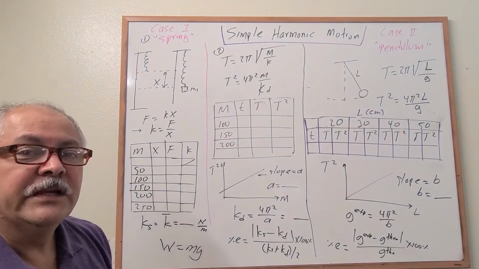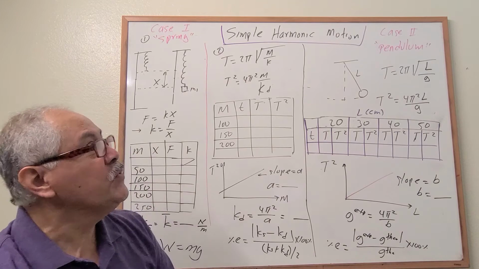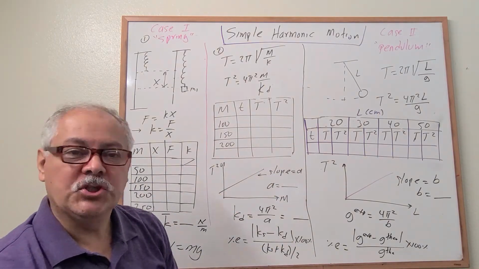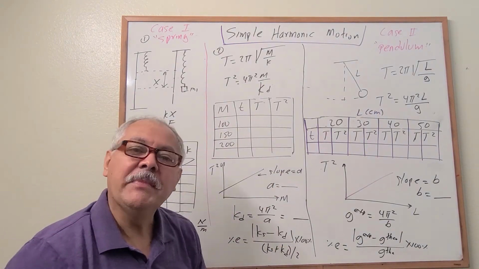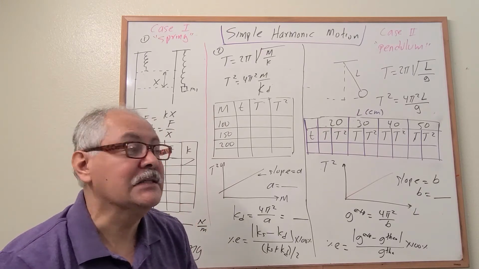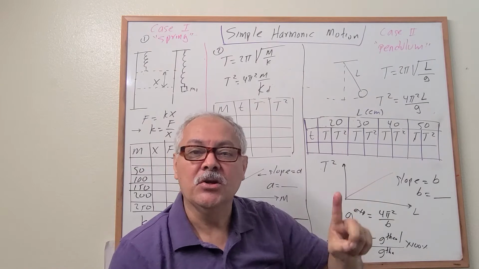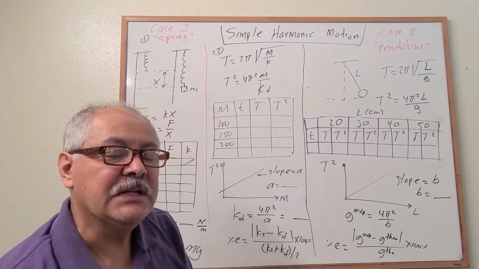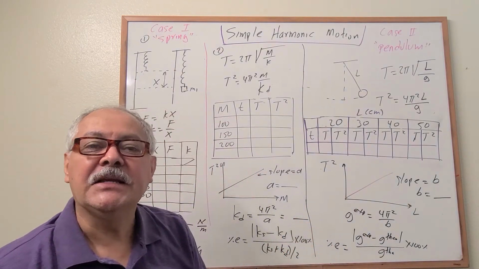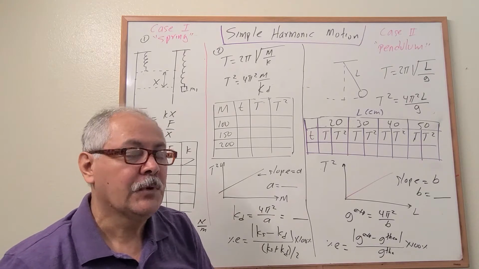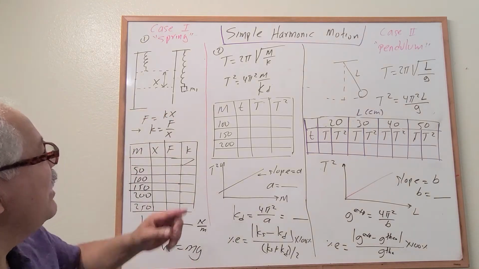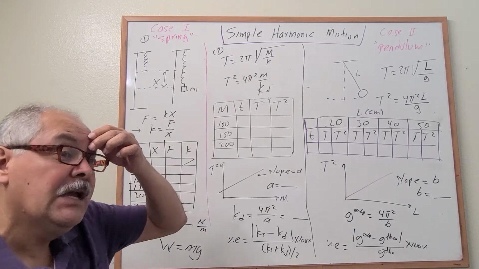Okay, let's go for the next experiment. In this case, we have simple harmonic motion. For simple harmonic motion in mechanics, we have two special cases. One is using springs and the other one using pendulums. Both of these devices produce a simple harmonic motion, correct? Now, let's see what happens when we have the spring first.